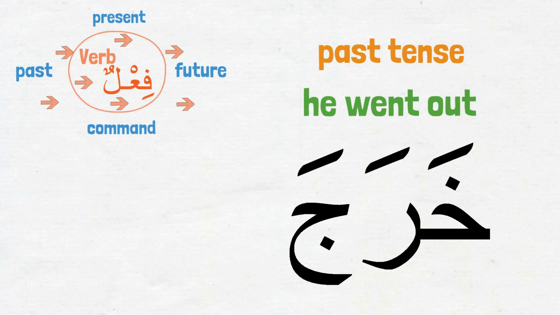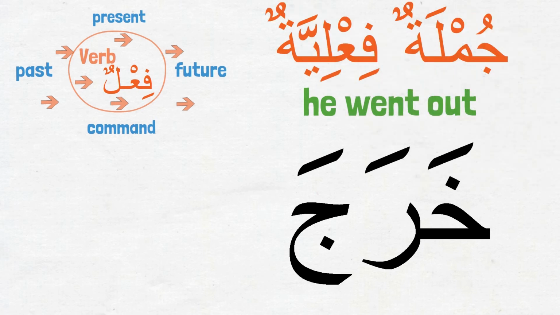Now, what is interesting is that the fi'al kharaja by itself is coming as a whole sentence here, with the meaning he went out or he stepped out. You see the power of Arabic? With just 3 letters, we have a whole sentence. So this is a verbal sentence or jumla fi'aliyya.